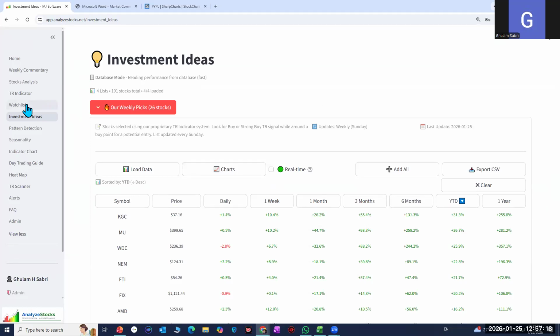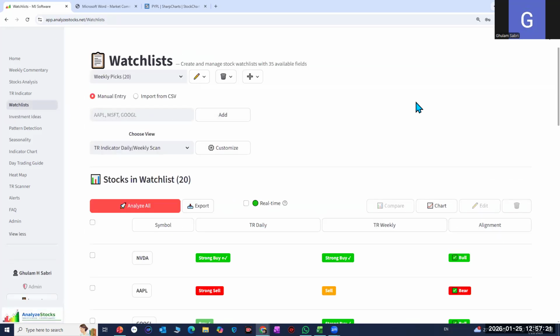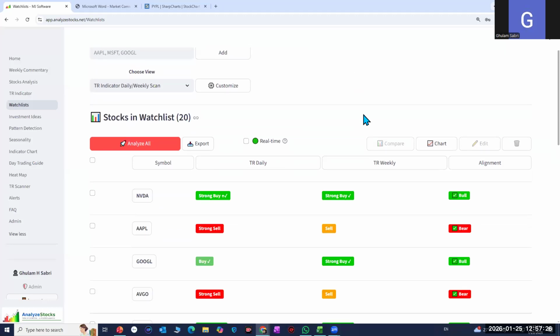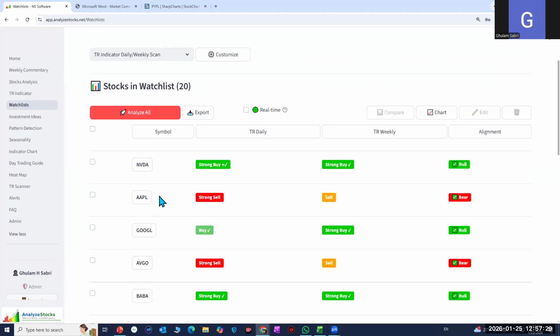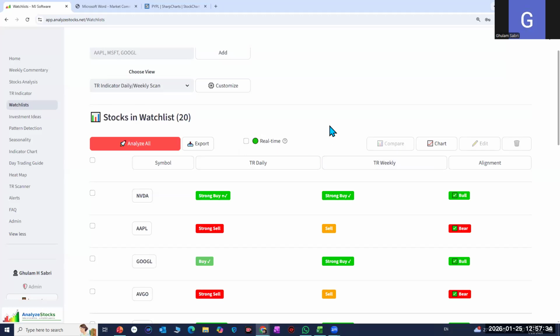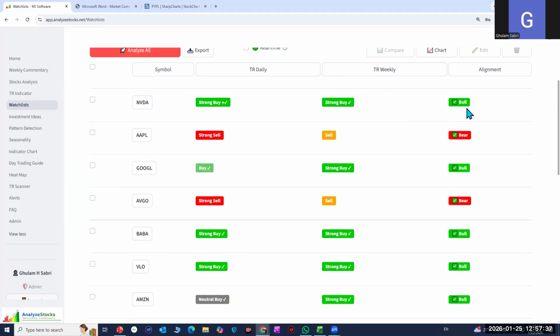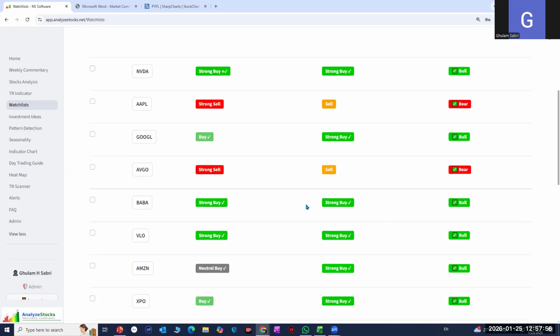Like you can maintain your watch list, a list of stocks. For example, these are my weekly picks, and I want to see, okay, this is Nvidia, Apple, Google. How does their TR signal look? TR daily and TR weekly in one go, so I can see it here. Nvidia is still bullish according to the TR signal, but there are some other factors in Nvidia which we are taking into account, and we are not going long at this time. Apple looks bearish. Google looks bullish. Broadcom looks bearish on both time frames, daily.